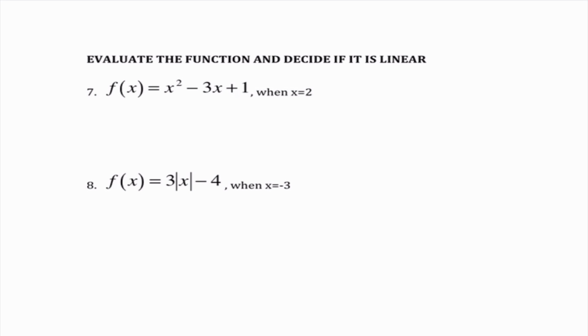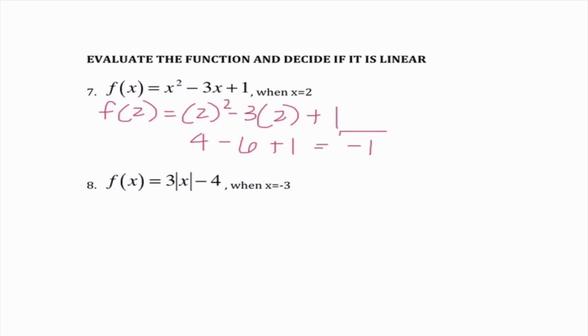Our last set of notes here is telling us to evaluate the function and decide if it is linear. So the first part is telling me f of x equals x squared minus 3x plus 1 when x equals 2. What this is telling us to do is to substitute 2 wherever there was an x. Now I'm following order of operations, and I would get 4 minus 6 plus 1. -2 plus 1 is -1.